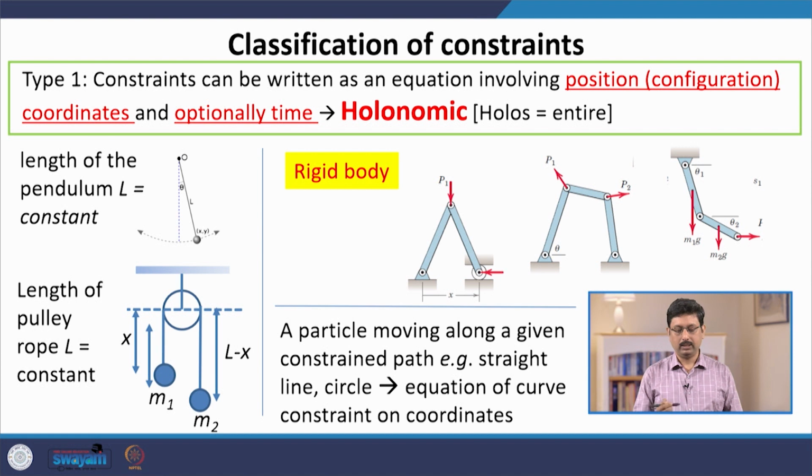Then another possible example is a particle which is moving along a given constraint path, such as a straight line or circle, or it could be even more complicated paths like a parabola, hyperbola, and sine curve, what not. So, in those kinds of situations, the equation of the curve is a constraint on the coordinates. The curve that this bob makes in space is one such example, where the bob is constrained to move along the circular path.